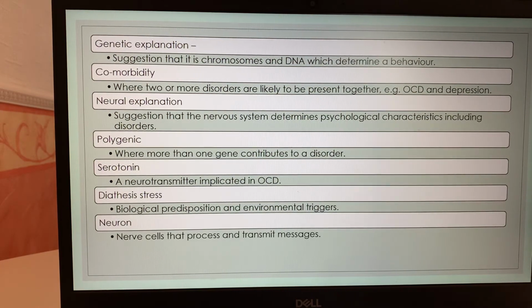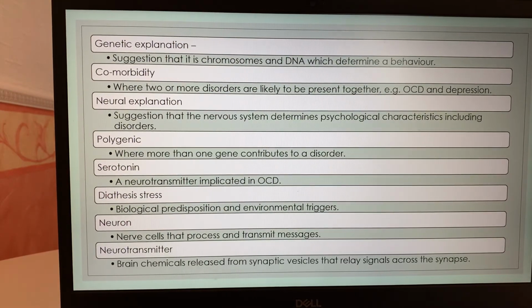A neuron, a nerve cell that processes, transmits certain messages, and a neurotransmitter, so it's released from the synaptic vesicles, presynaptic to postsynaptic across the synapse, and relays signals. Okay, so they are key words that we need for this section.